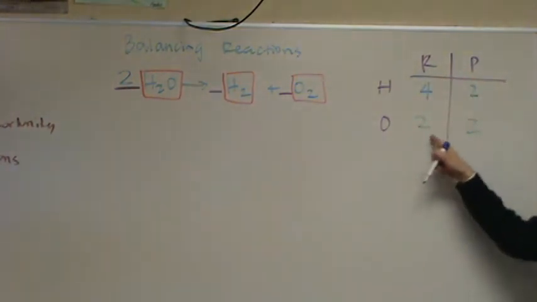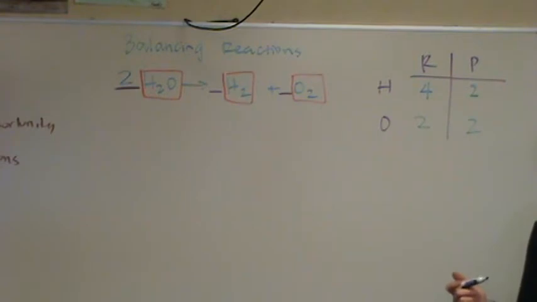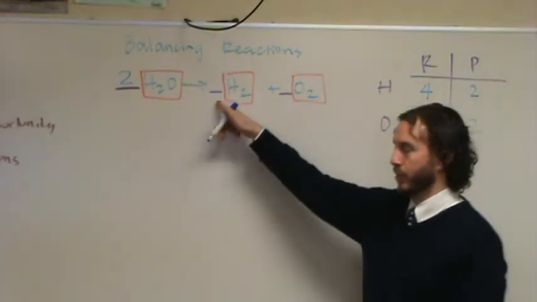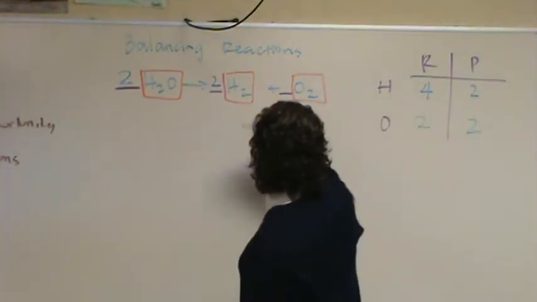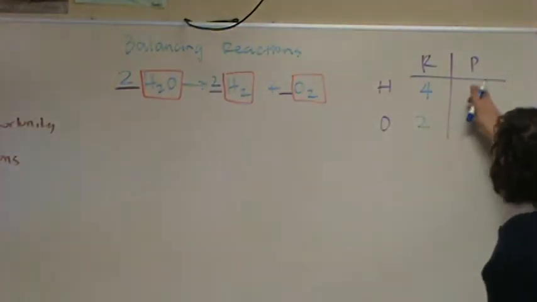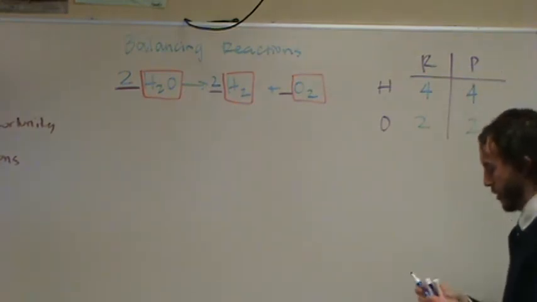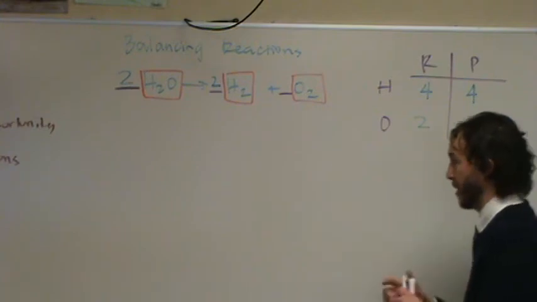Okay, so I fixed this problem, but I created another problem, and now my hydrogens don't match up. But that is easier to fix now because I can put what number here to give me 4 hydrogens? 2. Okay, so you see how this is working. Put a 2 here, and that gives you 4 hydrogens, and now everything is matched up. So this, with the 2's in front there, those coefficients, that's said to be a balanced reaction.